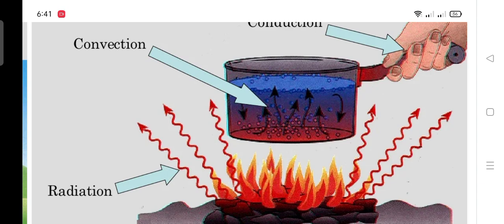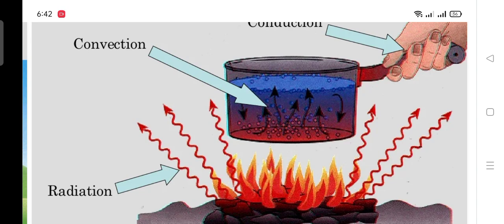The first one is conduction, the transfer of heat in a solid substance. Convection is the transfer of heat in a fluid substance, meaning gases or water. The third one is radiation, when heat is transferred through electromagnetic waves, or we can say through UV rays. Such a type of heat transfer we know as radiation.